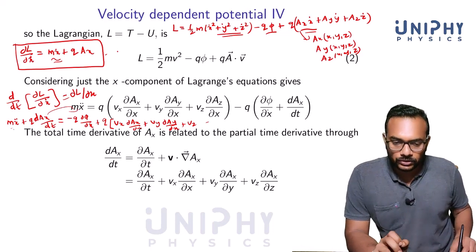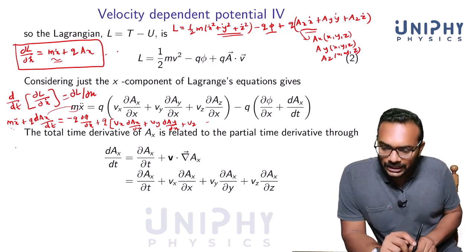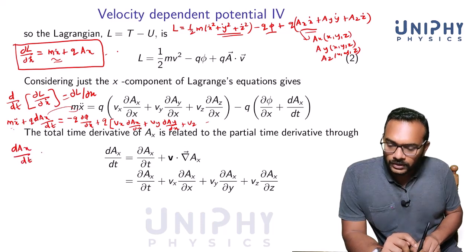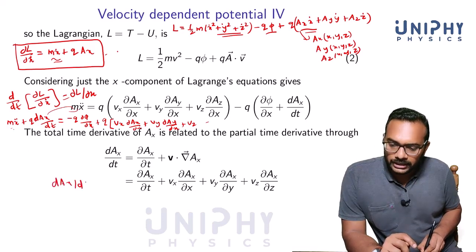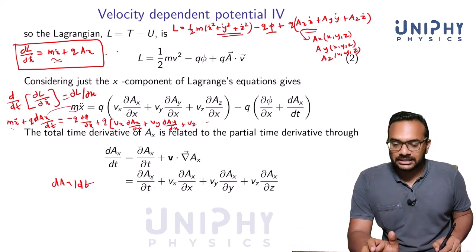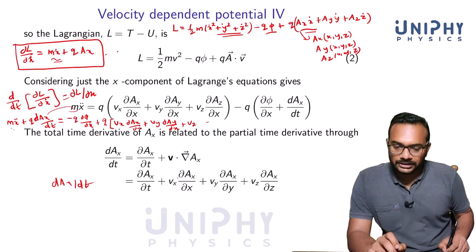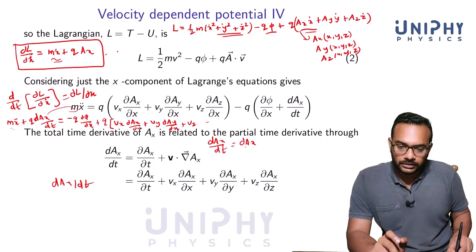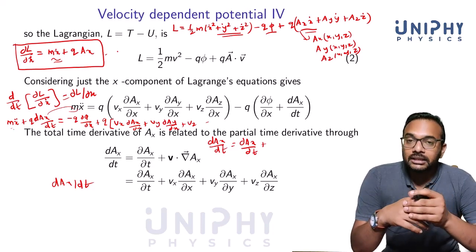What other things can we do? Let's look at this dAx/dt. What's dAx/dt? First you have to take care of the partial derivative with respect to t because of the explicit time dependence, which is ∂Ax/∂t. But that's not all. There may also be an implicit dependence, which means Ax can depend on time through the dependence of x, y, and z on time.